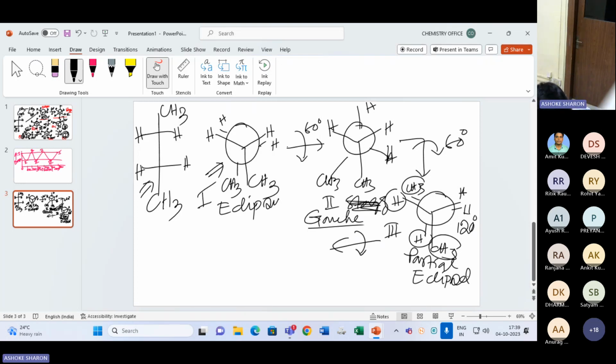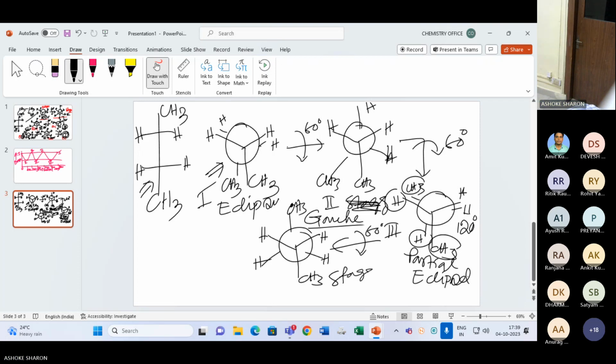Now again you rotate 60 degrees, then what will you get? This is called CH3, CH3, this is CH3, hydrogen, hydrogen, hydrogen, hydrogen. This is called staggered structure. This is staggered. Okay. So this is structure number 4. Clear? Now you did the operation again. So this is after 180 degrees. So that means you reached 180 degrees. Again you did the 60 degree rotation. Then what will you get?